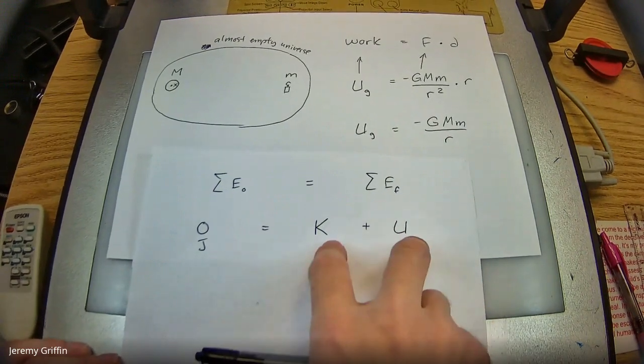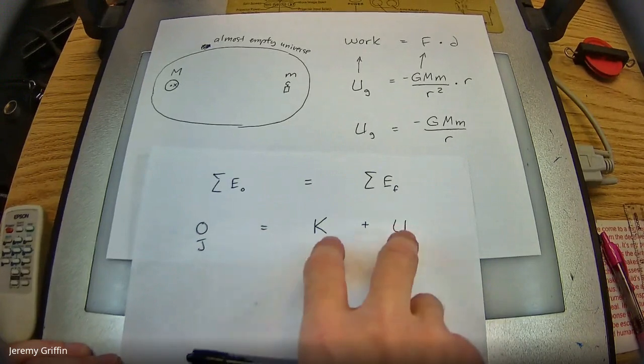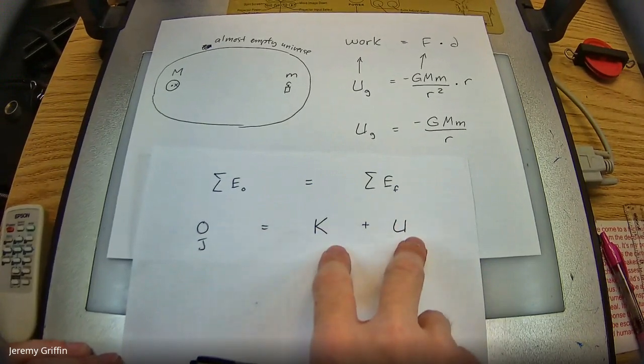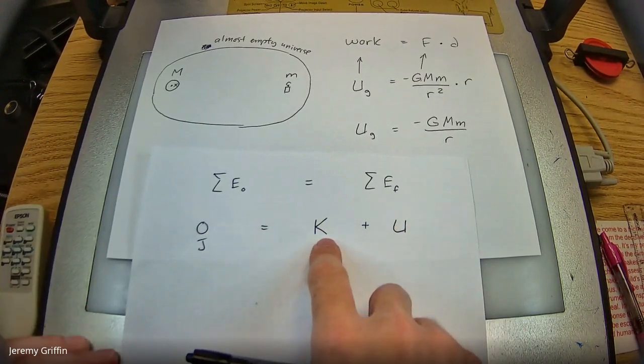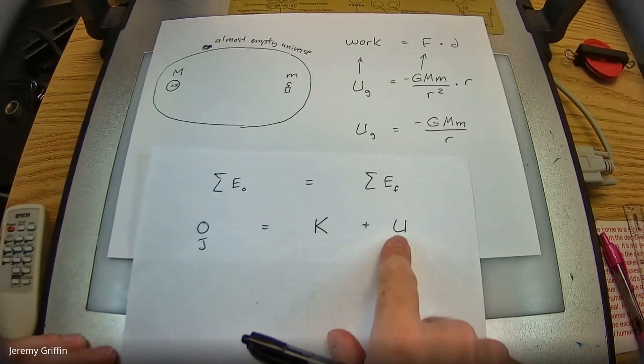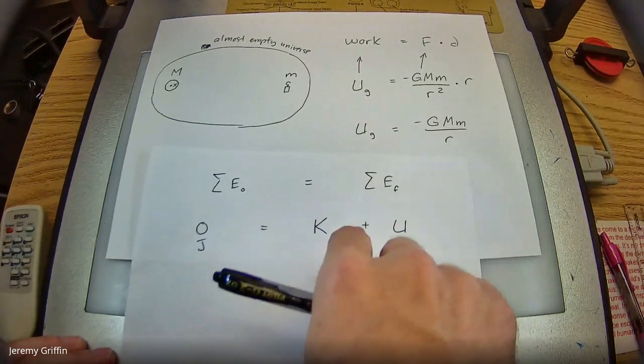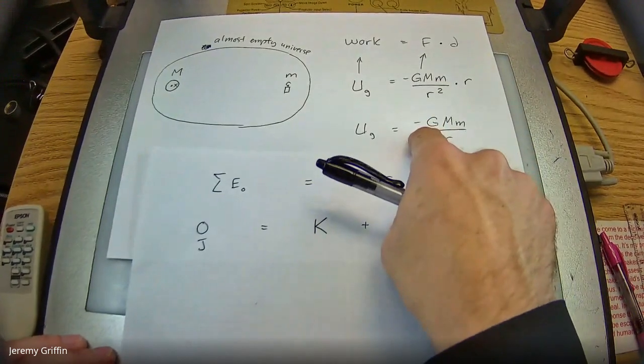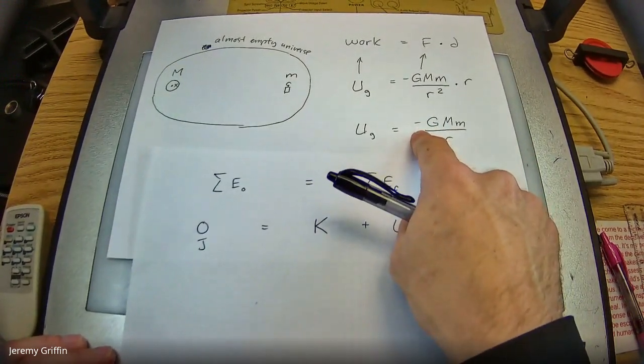If I've got two things added together and they add up to 0, then doesn't one of them have to be negative? And it's not going to be kinetic energy because one has to be squared. v squared, well, that's positive. Mass is positive. So it's got to be potential energy. So from a universal point of view, that's why potential energies are always treated as negative values.